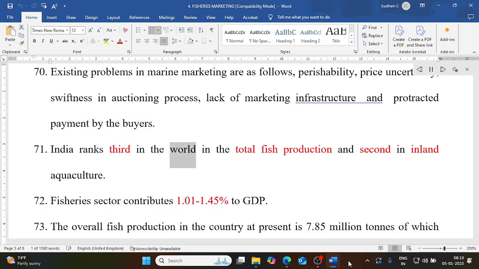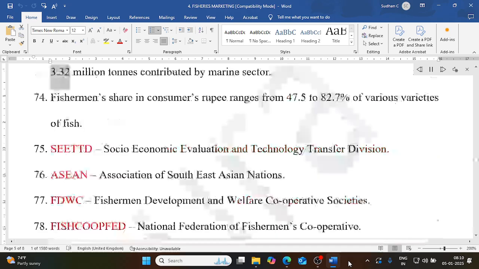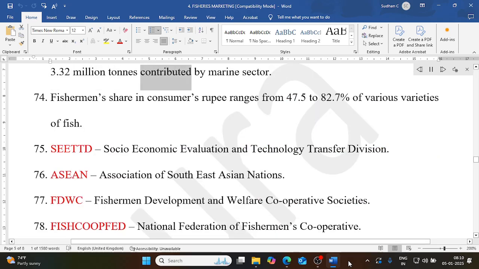India ranks 3rd in the world in the total fish production and 2nd in inland aquaculture. Fisheries sector contributes 1.01 to 1.45% to GDP. The overall fish production in the country at present is 7.85 million tons, of which 3.32 million tons is contributed by the marine sector. Fishermen's share in consumers' rupee ranges from 47.5 to 82.7% of various varieties of fish.